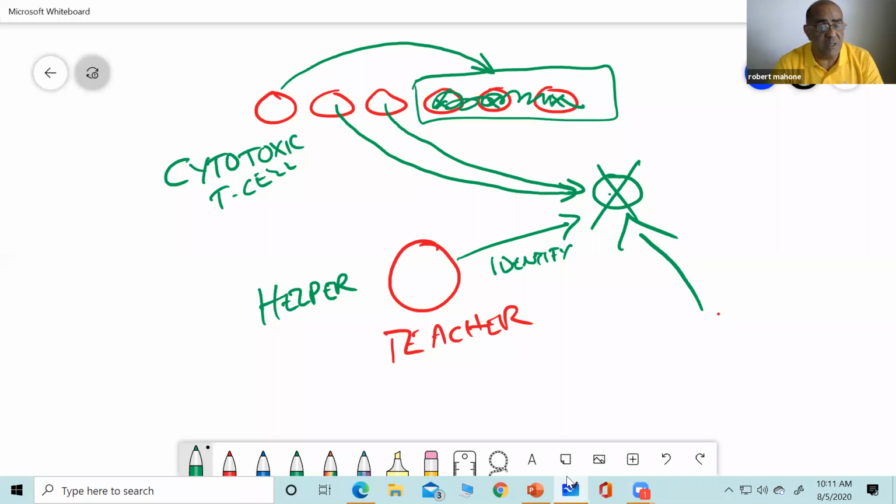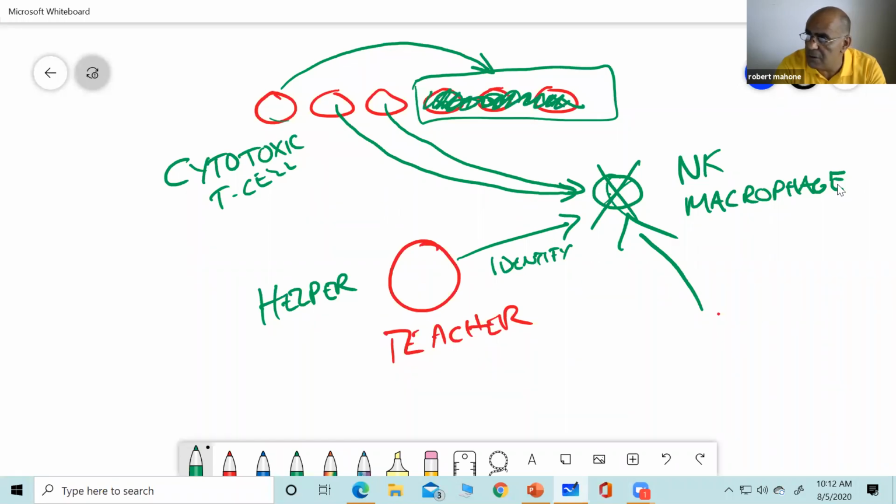Now the scenario is handled. We've destroyed the virus. We've destroyed the infected cells. Different cells responsible for each. So for the virus, we're going to use our NK cells, our natural killers, and our macrophages, our big eaters. And they will take out the virus. The cytotoxic T cells will then go and destroy any cells that were infected by that virus.